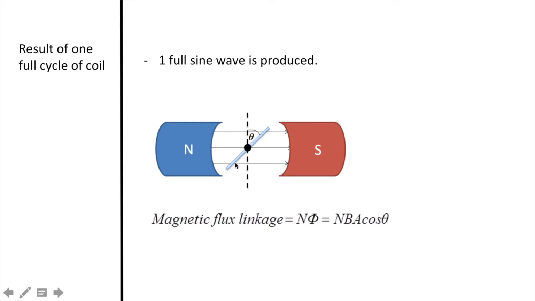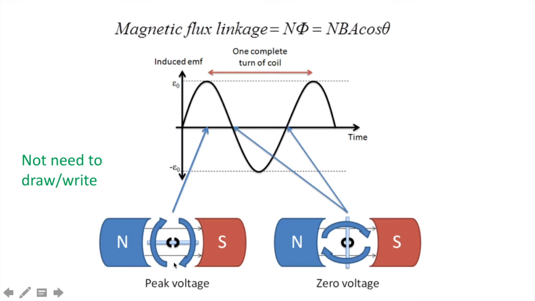So here we have the coil that is in between two magnets, and we see that this angle consistently changes. As this coil is rotating in a complete cycle, we create one full sine wave. Let's explore this in more detail. Look at the picture below to the left. When the coil lies parallel to the magnetic field, then the magnetic flux linkage is maximum. The coil cuts through the magnetic field lines and moves at a maximum current.